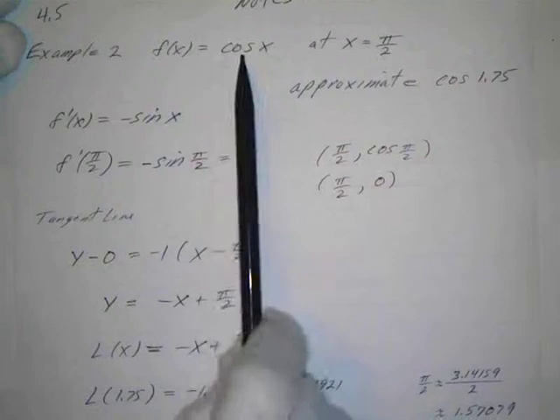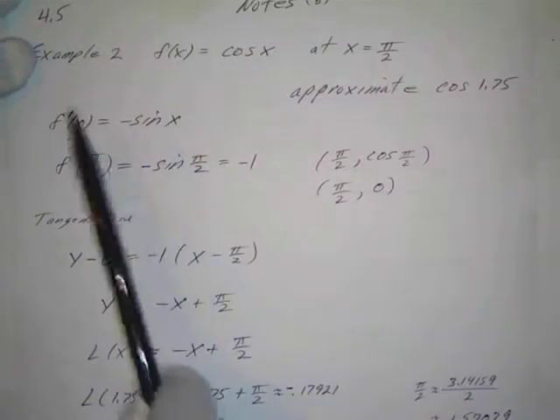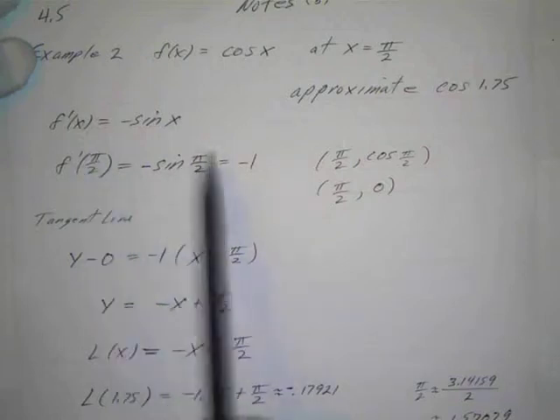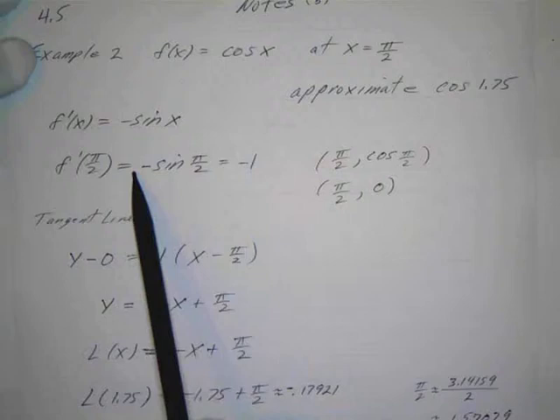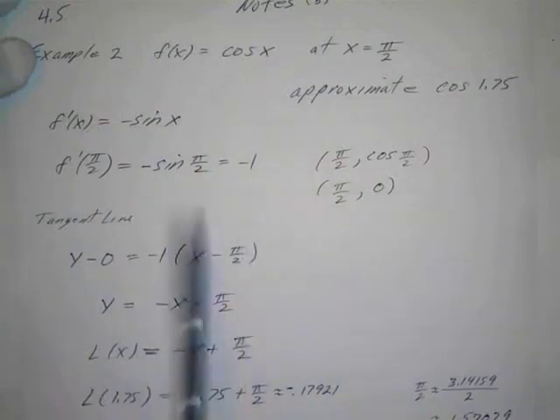Well, I take the derivative, and the derivative of cosine is negative sine of x. And then if I evaluate that at the x value, pi over 2, the sine of pi over 2, remember, is 1, so the slope is just negative 1. All right, so there's my tangent line.